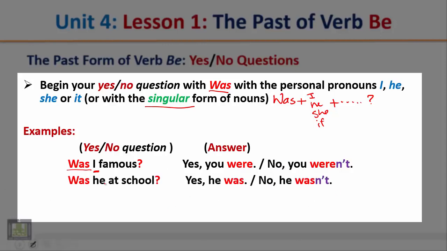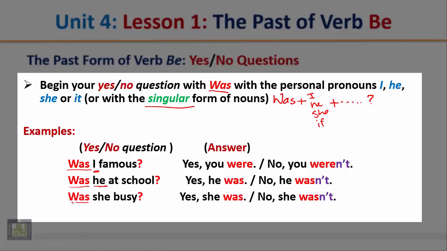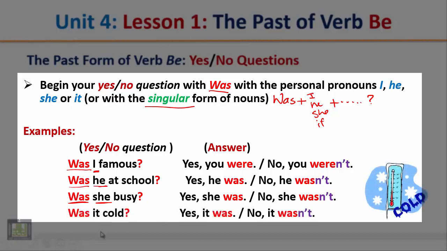Another example: was he at school? Again, we start the question with the verb. After that, we put the subject. Was he at school? The answer: yes, he was, or no, he wasn't. Another example: was she busy? Again, we start the question with the verb was. After that, we put the subject. Was she busy? The answer: yes, she was, or no, she wasn't. Another example. Was it cold? Again, we start the question with the verb was. After that, we put the subject. Was it cold? The answer, yes, it was, or no, it wasn't.